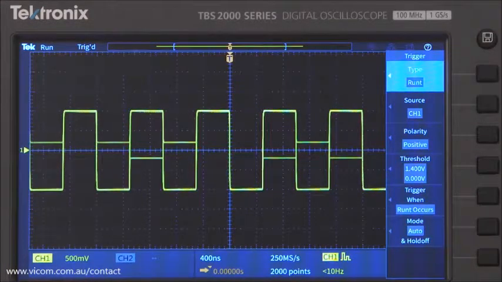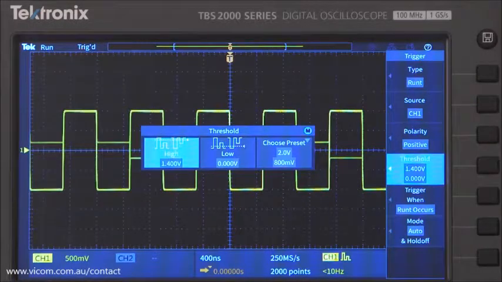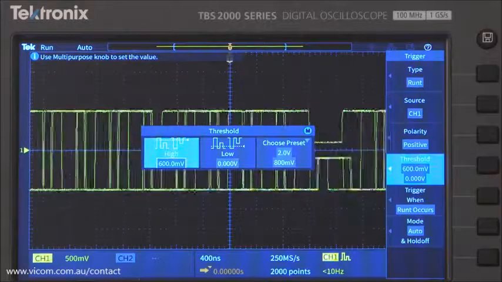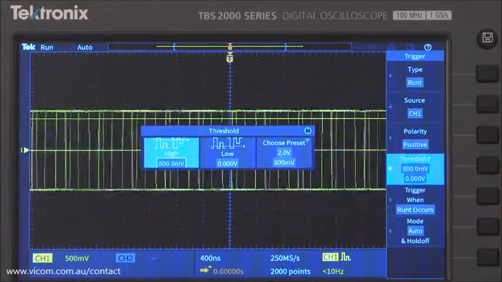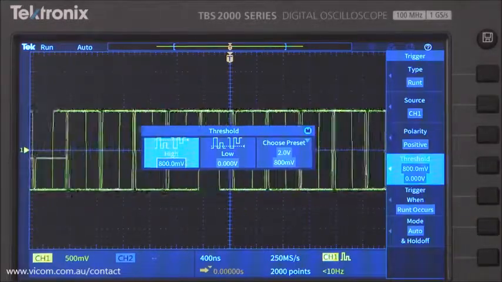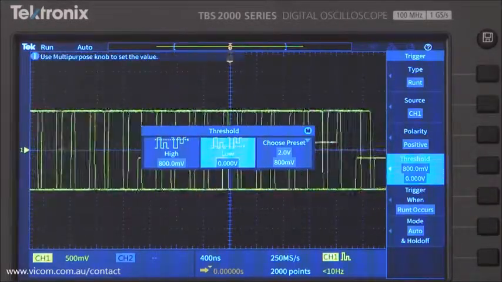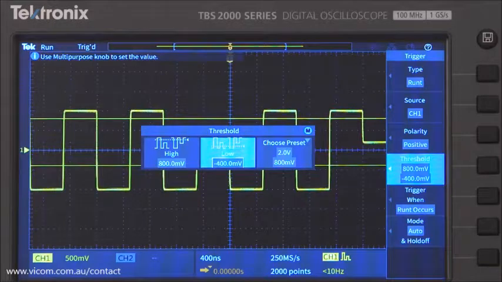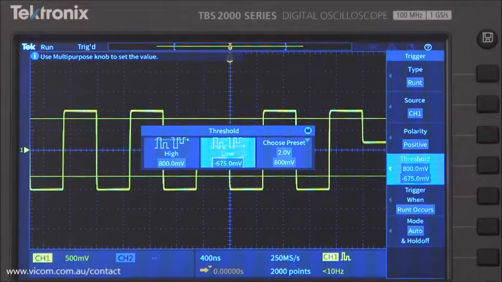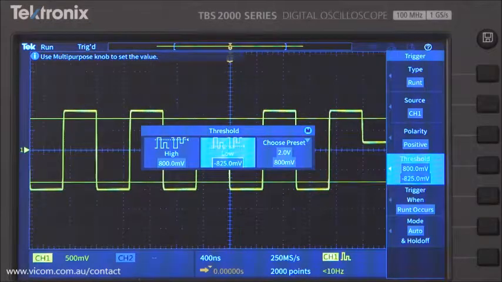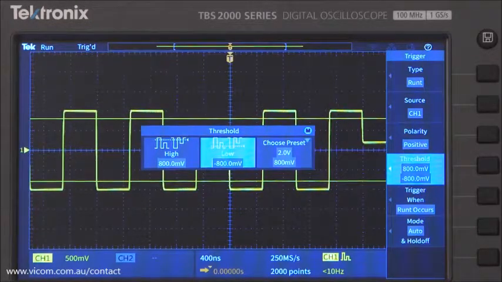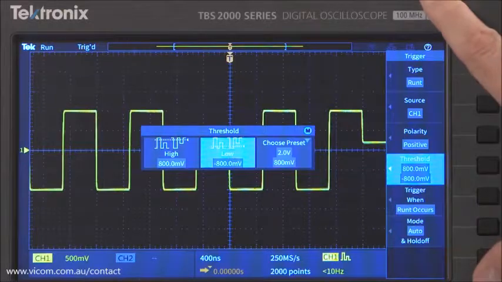Now let's capture a positive runt. The polarity is already set to positive. I'll set the threshold to plus 800 millivolts, and minus 800 millivolts. I'll leave the trigger when setting to trigger on any runt. And there's our runt.